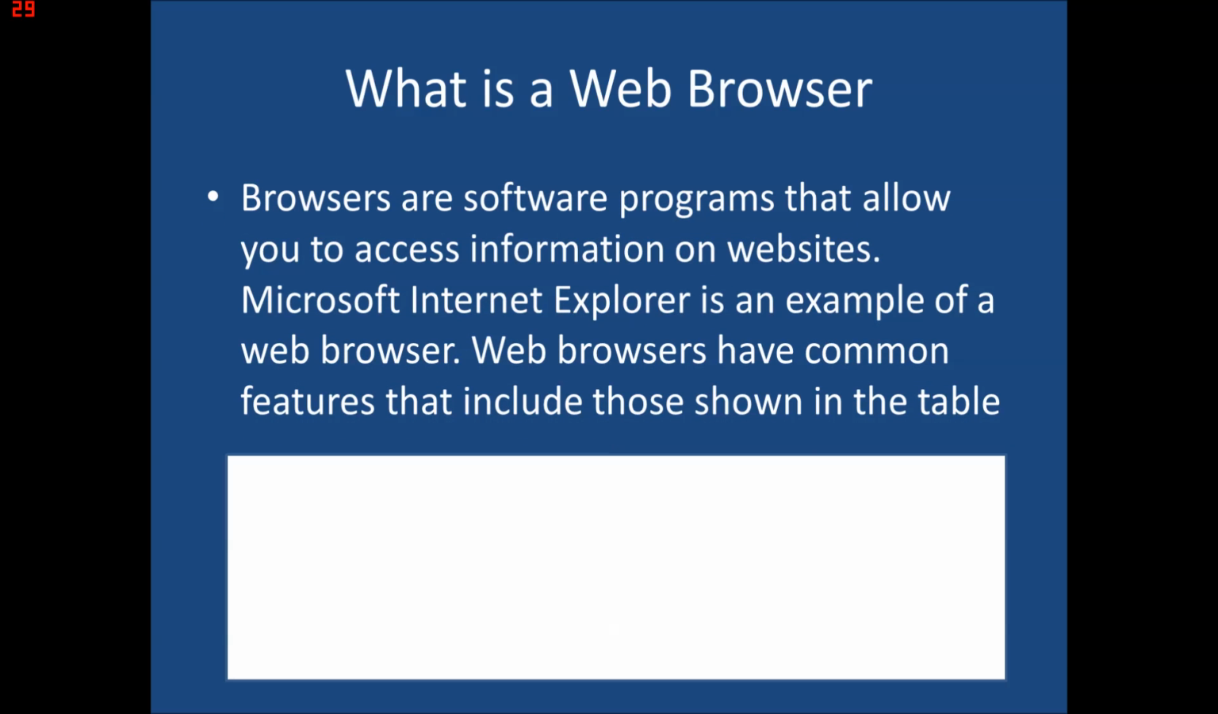Web browser. Browsers are software programs that allow you to use information on websites. Now, browsers, these are, say, Internet Explorer, Safari, Mozilla Firefox, Opera, Google Chrome. They're what the web browsers are. And they have common features. Now, when you're on the internet, you have to use a web browser to access it. So you click on it, it comes up with your home page, and then maybe Google or Bing or whatever.